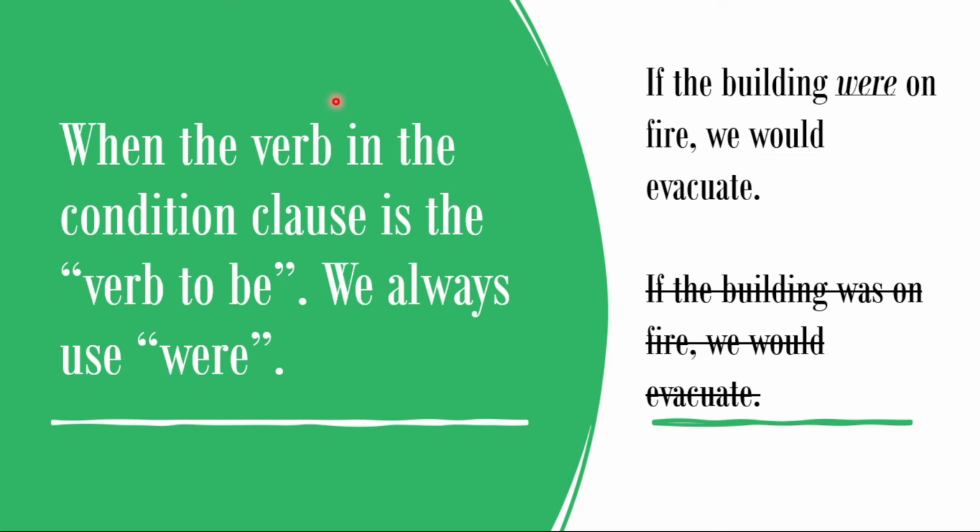Something important is that when the verb in the condition clause is the verb to be, we always use were. For example, if the building were on fire, we would evacuate. As you can observe, we have if, the subject, and this is the verb. But the verb is the verb to be. So in this case, we are using were.